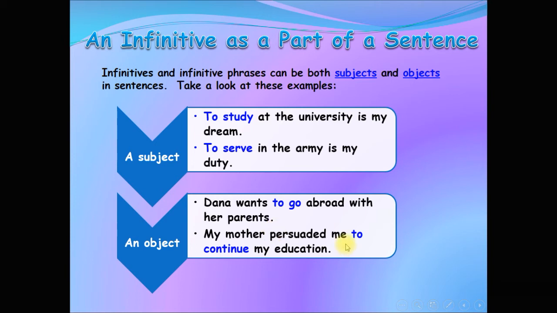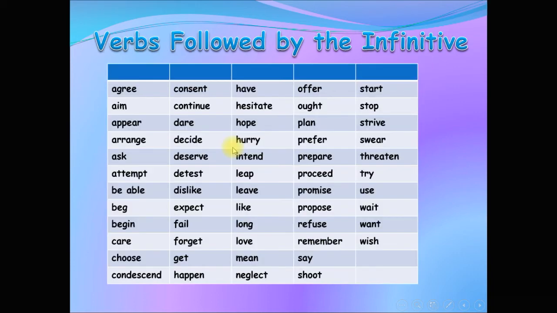Okay, so here we have some verbs commonly followed by the infinitive. We have some common verbs here that you can remember: agree, aim, appear, arrange, ask, and so on. These words are usually followed by the infinitive. So for example, we use the word try. We need to put try plus to infinitive. I will try to do the best. Or you use the word wait. I will wait to see you, for example. Fail, forget. Okay.